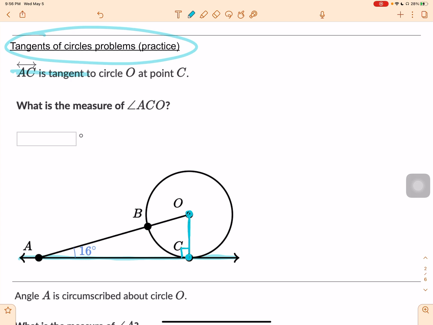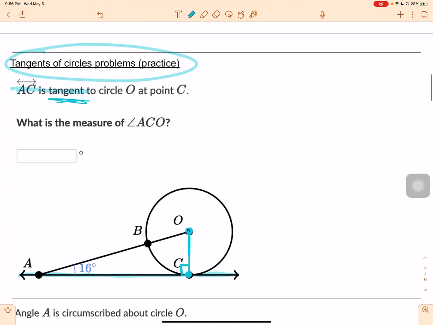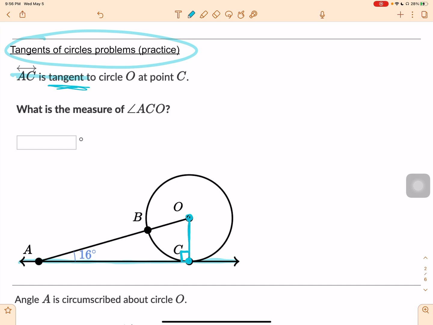When it shares that point with the radius or diameter, then we know that creates a 90-degree angle because it would be perpendicular. So that's super important. As soon as you know that something is tangent, you want to see, okay, is it connected to any radii or diameter? Okay.